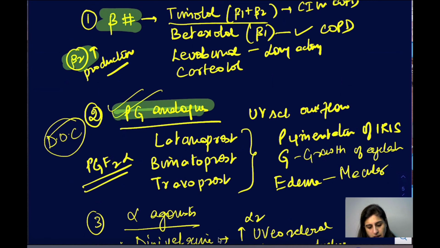Prostaglandin analogues are the drug of choice: latanoprost, bimatoprost, travoprost, and they increase the uveoscleral outflow. The only issue with them is, remember, PG edema. They cause pigmentation of the iris, growth of the eyelashes, and macular edema. So those are their side effects.